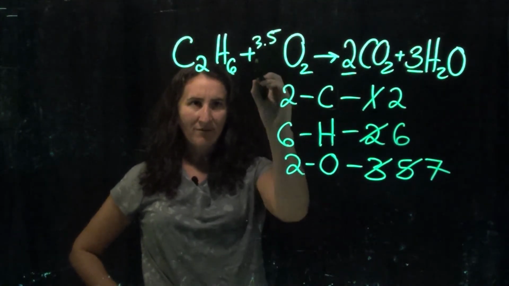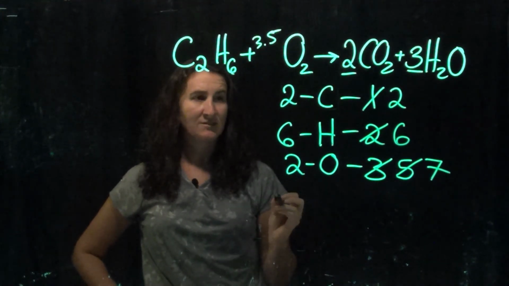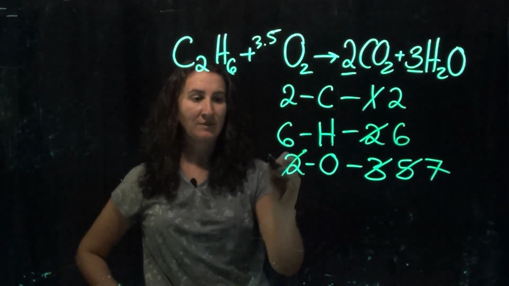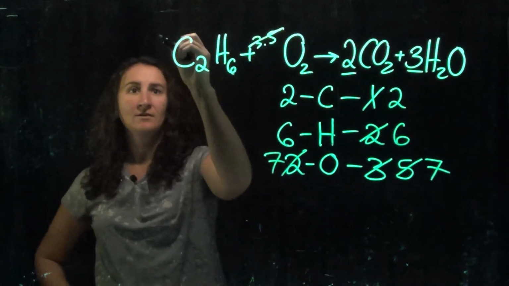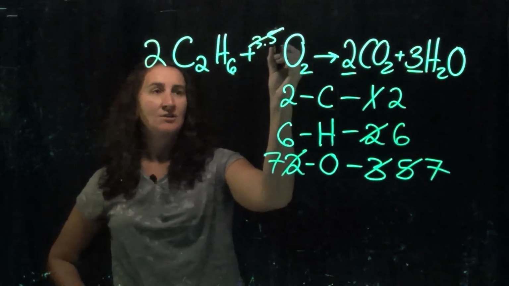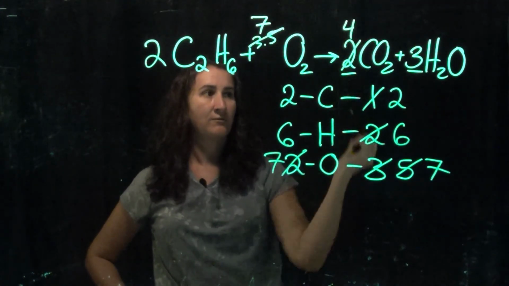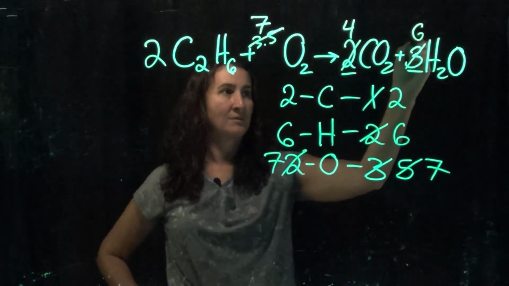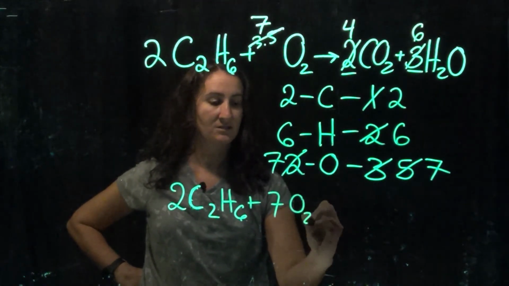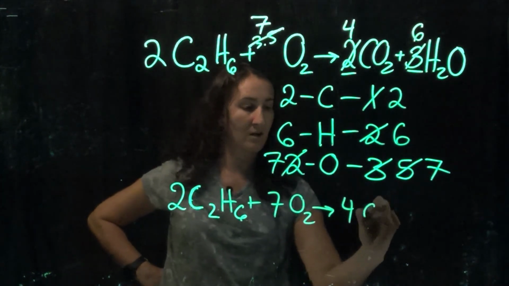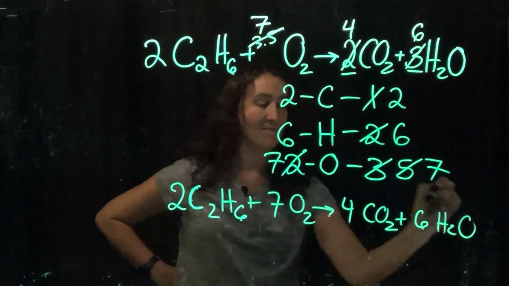Does that make sense? Have you ever seen a number like 3.5 on an equation? For the most part, no. And so in order to fix that, because 3.5 would give me 7, right? In order to fix that, you can just multiply everything by 2. So 2 times 1 gives me 2. 2 times 3.5 gives me 7. 2 times 2 gives me 4. And 2 times 3 gives me 6. C2H6 plus 7 oxygens yields 4 carbon dioxides plus 6 waters. And that is my final balance.